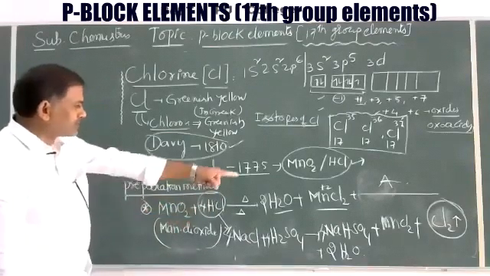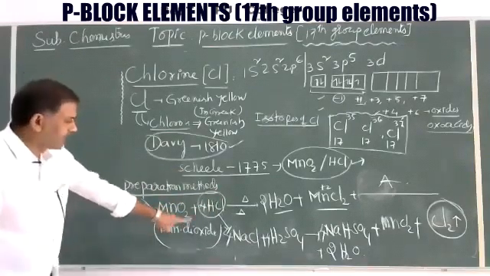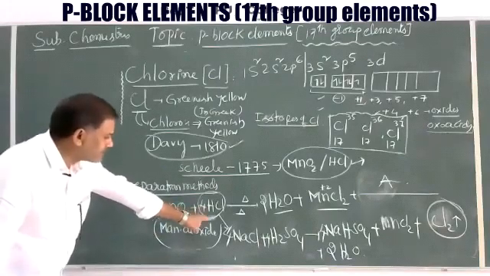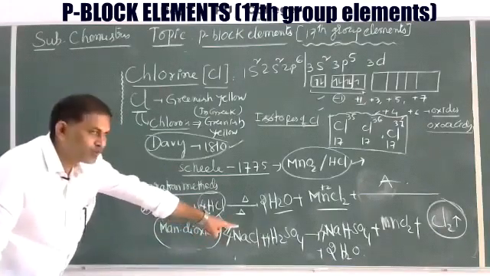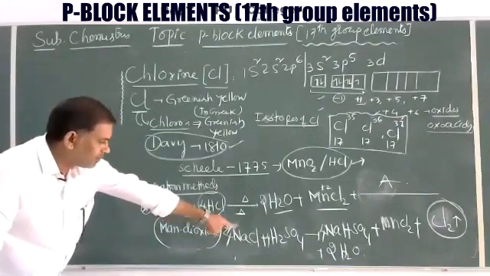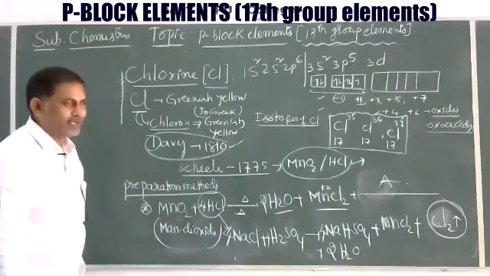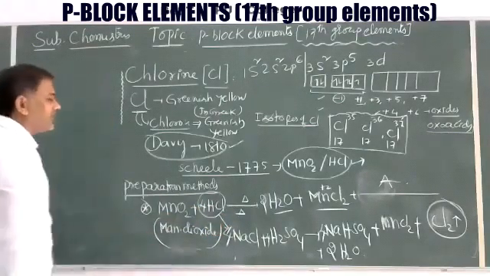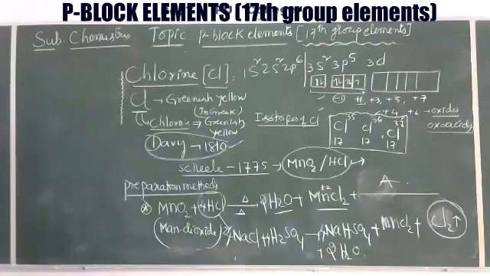Preparation of Cl2 by using manganese dioxide with hydrochloric acid, and with sodium chloride and concentrated sulfuric acid. One more industrially important method is there. I'll explain the industrially important method.